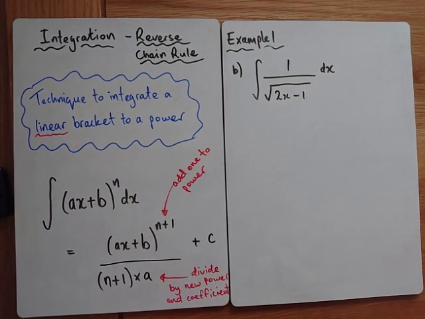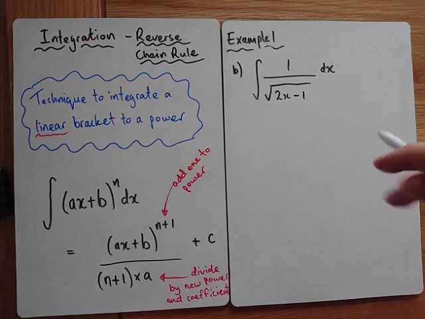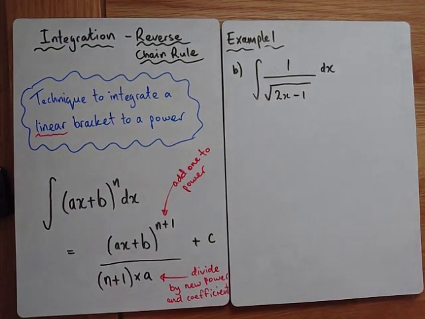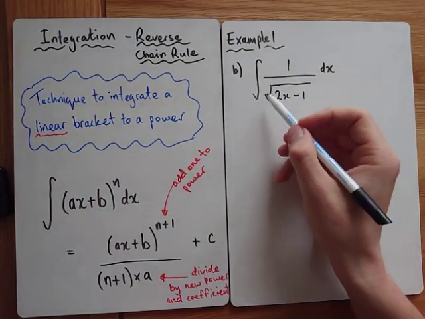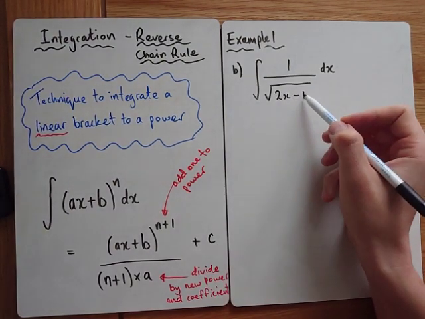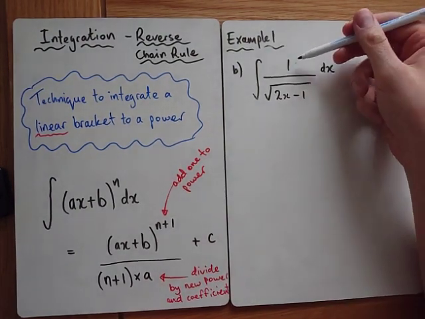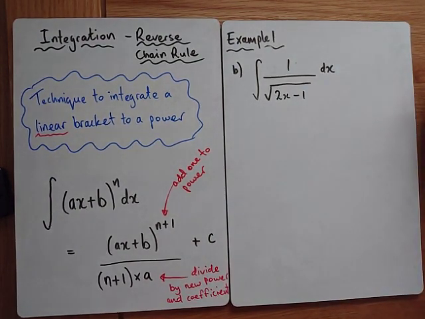Okay, next one, we're going to integrate 1 over the square root of 2x minus 1 dx. Now if I got a question like this in the exam, the first thing that would spring out to me was, it's a fraction. So is this going to become an ln, like the last video? But clearly not. If you look at the denominator, if you differentiate this, you're never going to get the derivative on top. This is just 1 divided by a function. It's not going to be a natural log, is it?